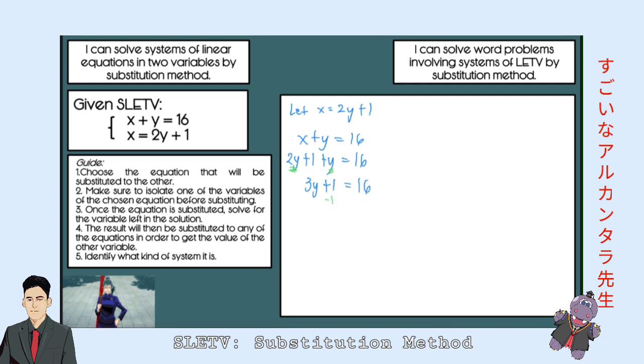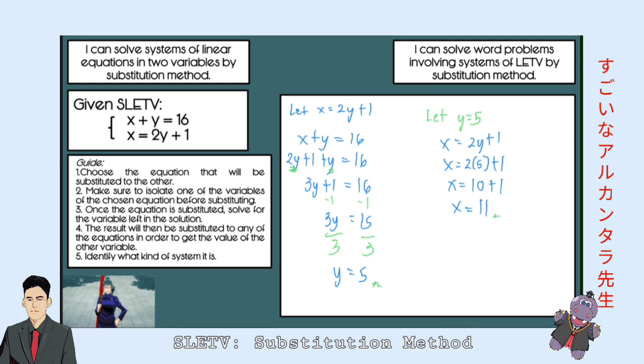To isolate the y variable, subtract 1 to both sides. You will get 3y is equal to 15. Divide the entire thing by 3. You will get y is equal to 5. Now that you have y is equal to 5, you may substitute that to any of the equations. So let y equal to 5. I will choose the second equation because that's the easiest for me. So x is equal to 2y plus 1. So x is equal to 2 times 5 plus 1. 2 times 5 is equal to 10 plus 1. So x is equal to 11.